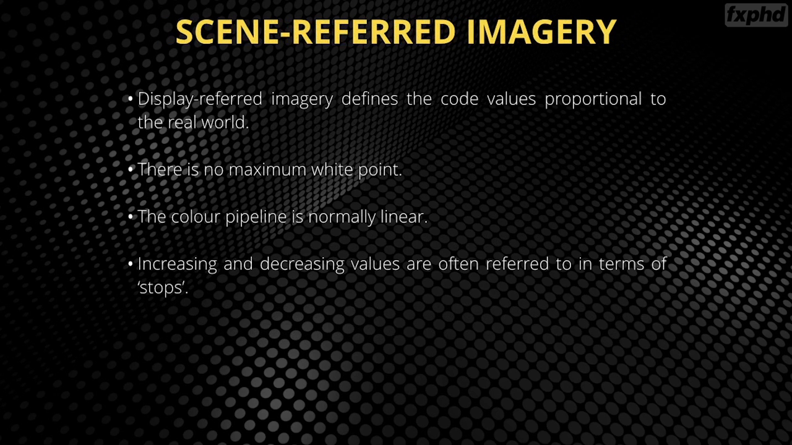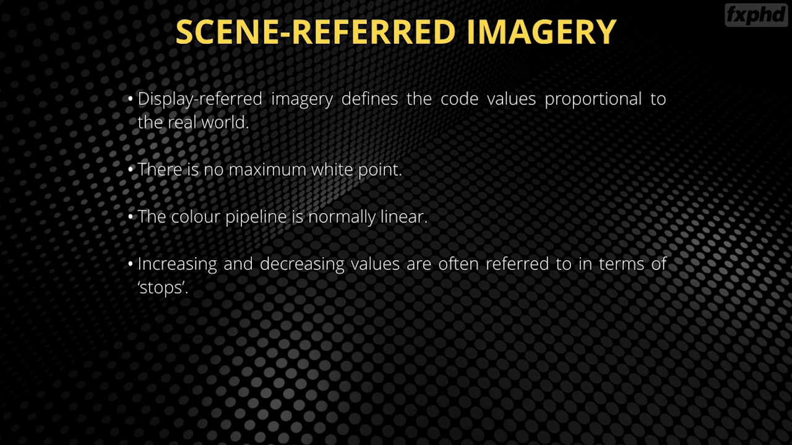Scene referred imagery defines the color values proportional to the real world. So we're talking sun, sky, land, that kind of thing. There is no maximum white point in scene referred imagery. Obviously in display referred imagery, the maximum white point is usually a value of 1. That is where the white hits, and if it goes higher than that, it just clips at 1. In scene referred imagery, you can go beyond 1, and often do go way beyond 1 if you're looking at, for instance, a bright sky or especially the sun.